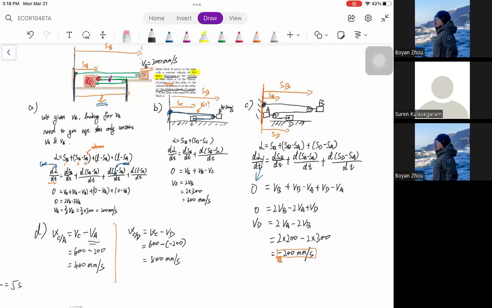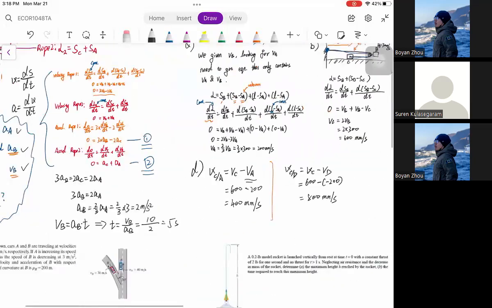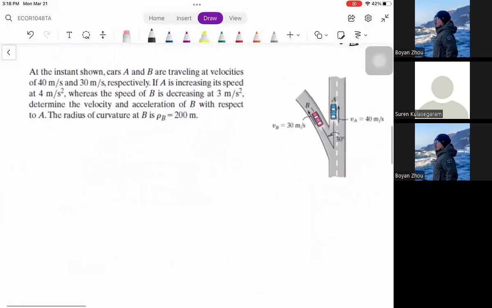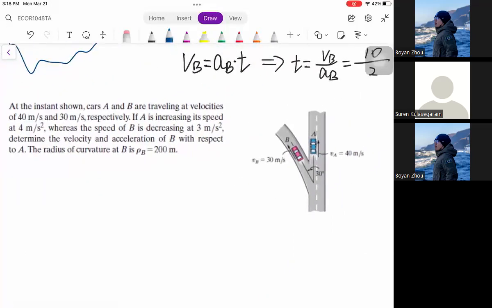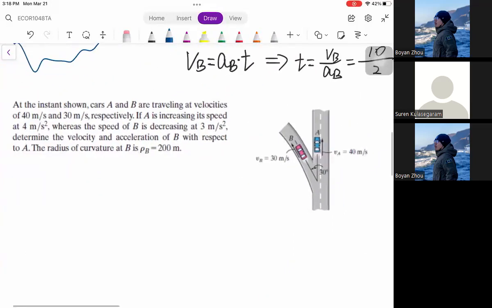So let's move on to question 3. In question 3, we have two vehicles. Both are moving upward, but in different directions. We're given the velocity for both vehicles, and the acceleration is also given.